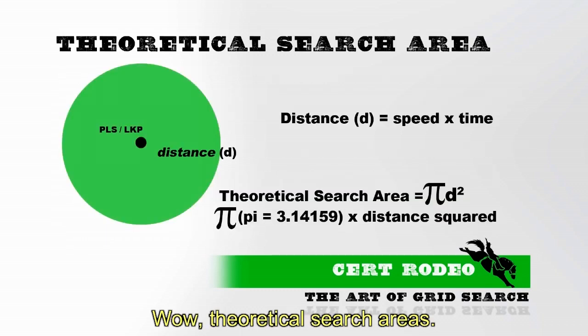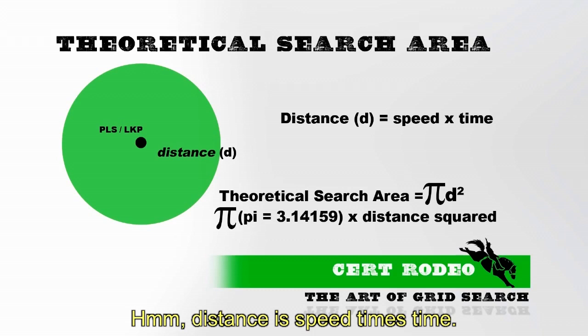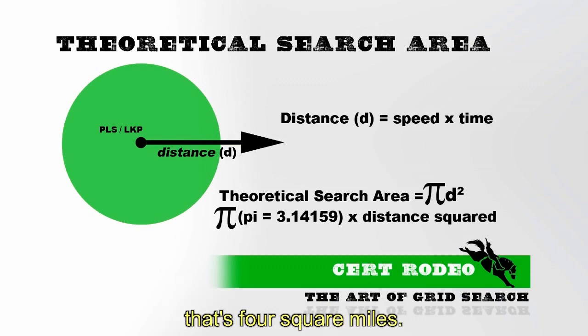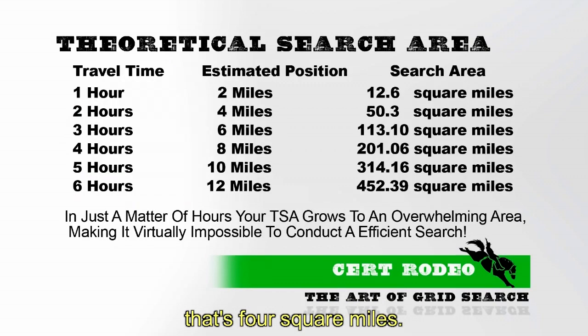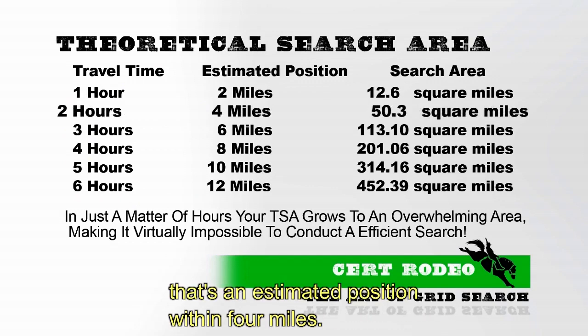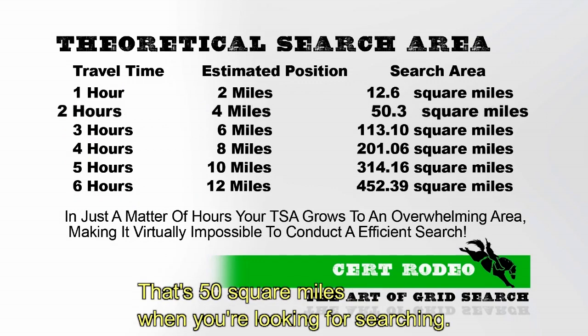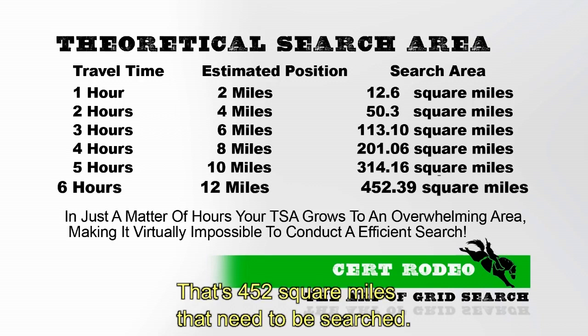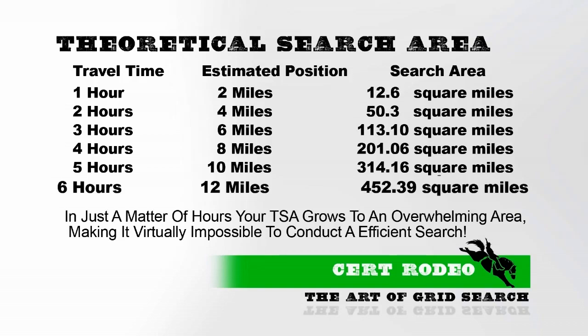Theoretical search areas. Distance is speed times time. We know they go 2 miles an hour. If their travel time is 2 hours, that's an estimated position within 4 miles. That's 50 square miles when you're searching. If they're gone 6 hours, they can travel 12 miles. That's 452 square miles that need to be searched.